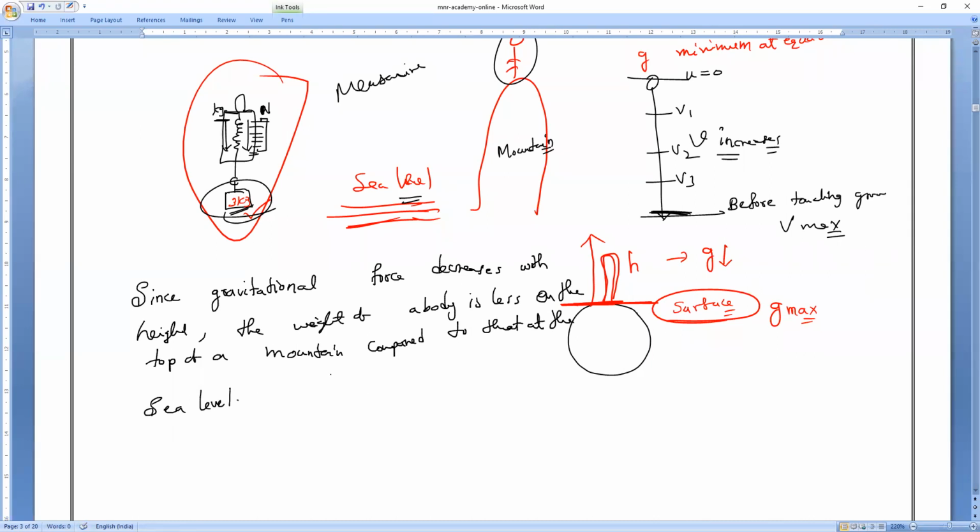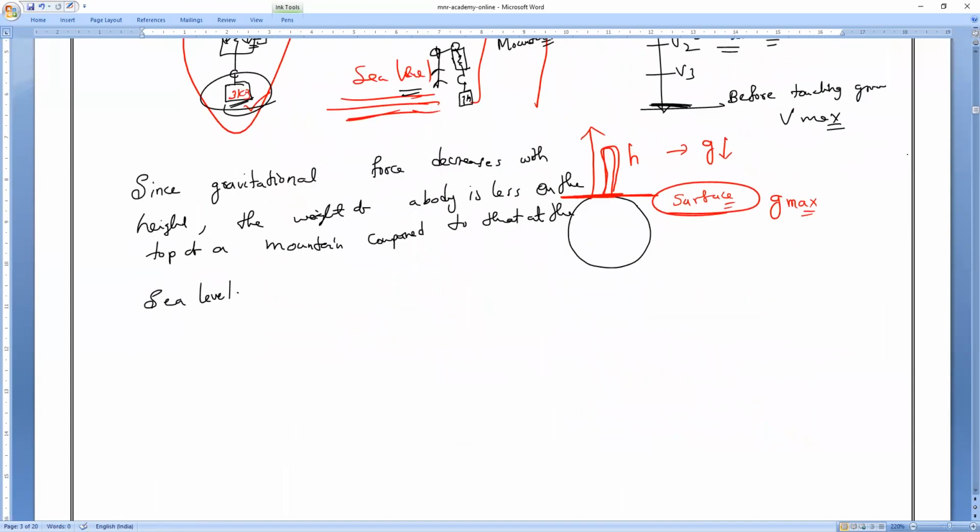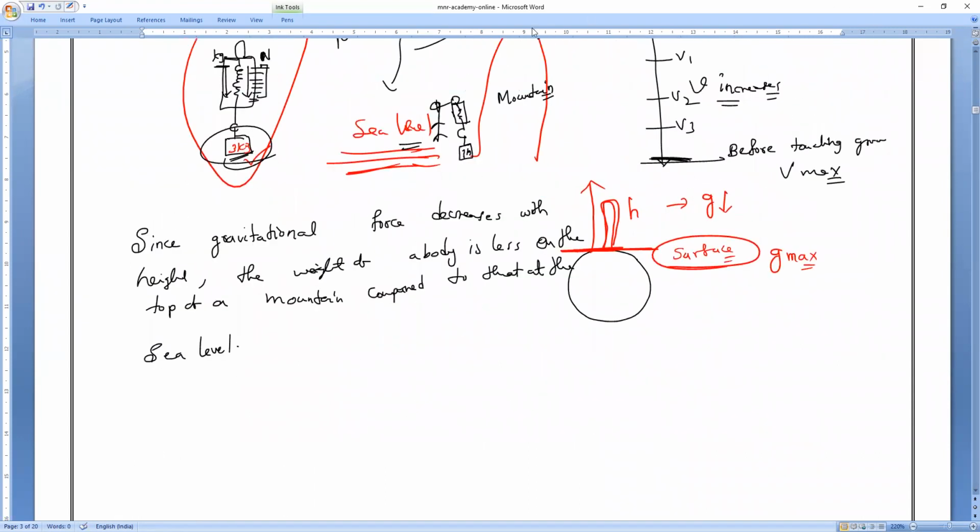And what is the device used to measure the weight? Spring balance. This is measuring weight at sea level and at the mountain. There is a person holding the spring balance here, and here also there is a person. Imagine the same 3 kg mass here also. Everybody clear?